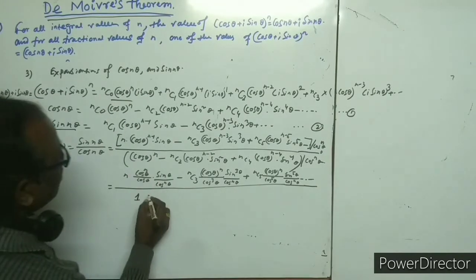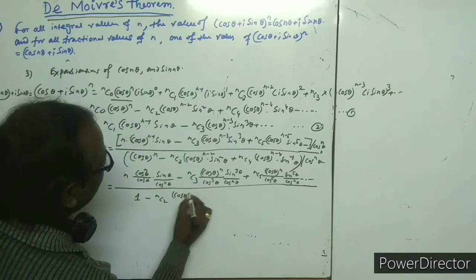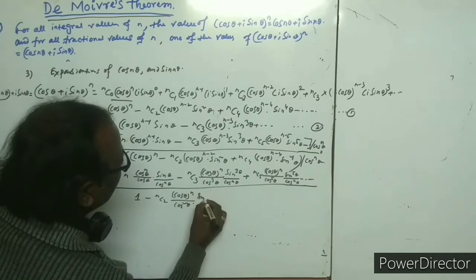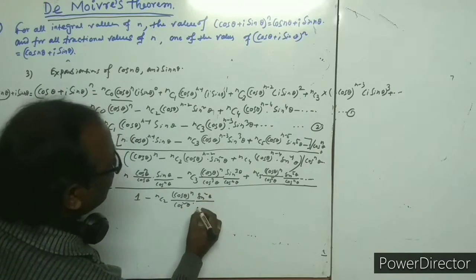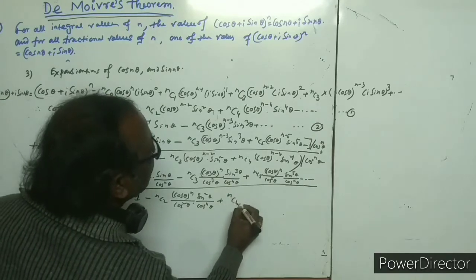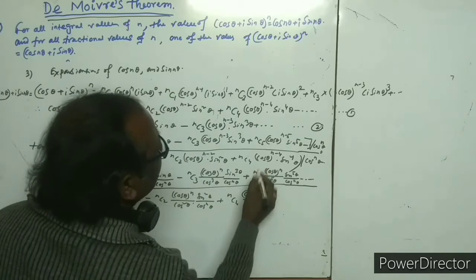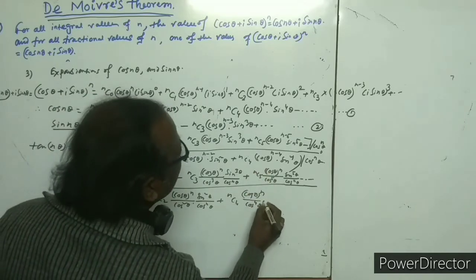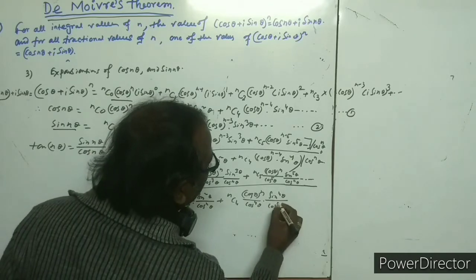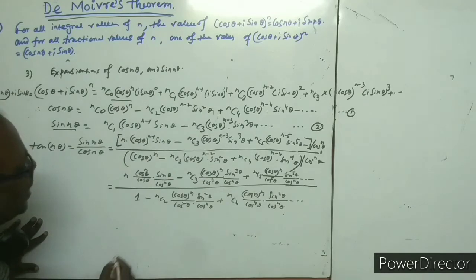If we divide this, this is 1, so again nC2 cos theta to the power n by cos square theta and sine square theta by cos n theta. This is nC4 cos theta to the power n by cos to the power 4 theta, and also sine to the power 4 theta by cos n theta. Same as like that.